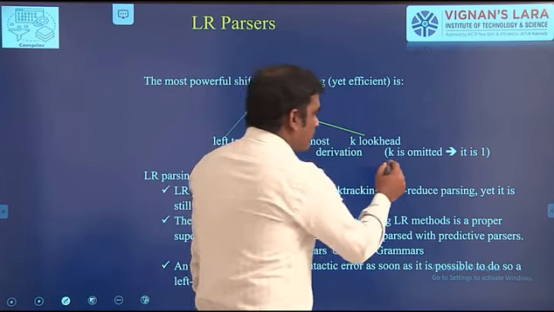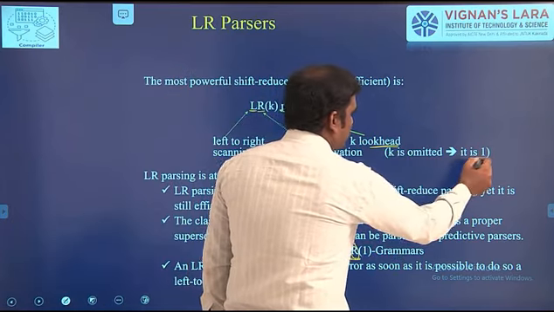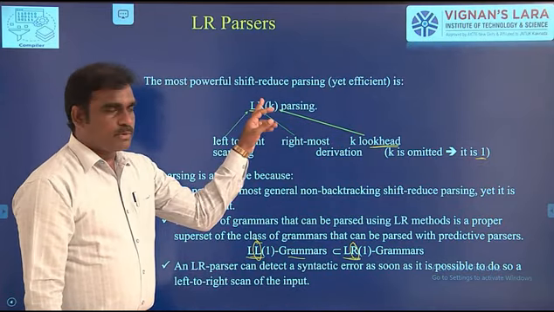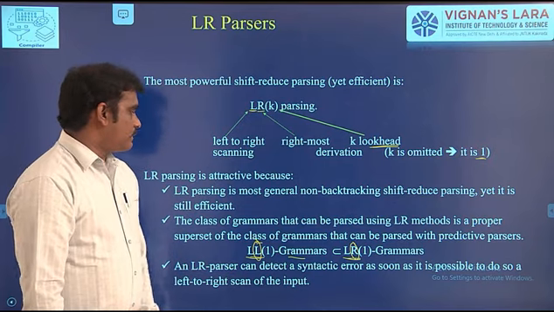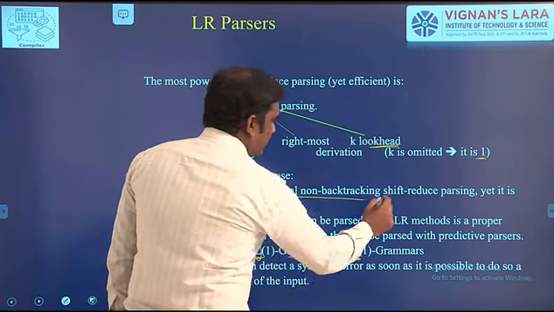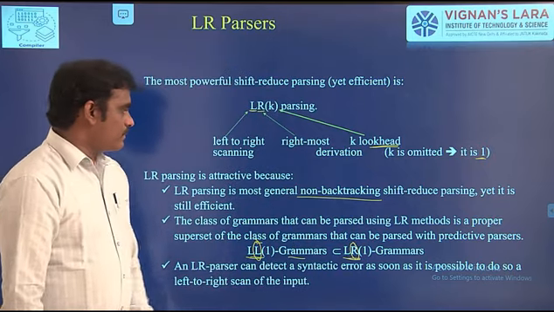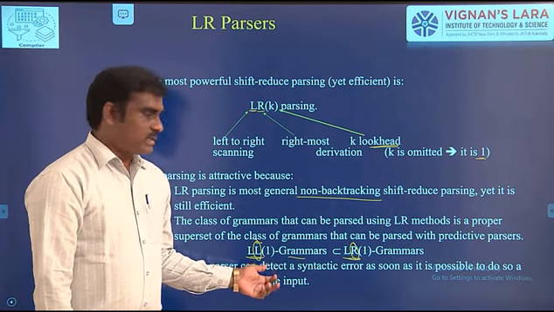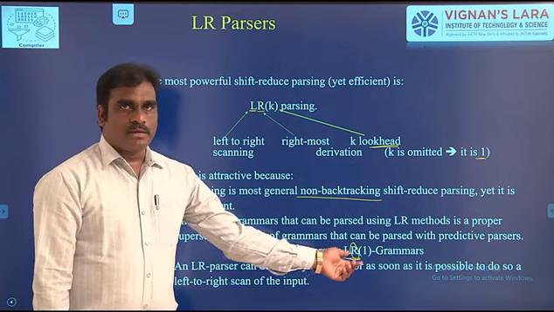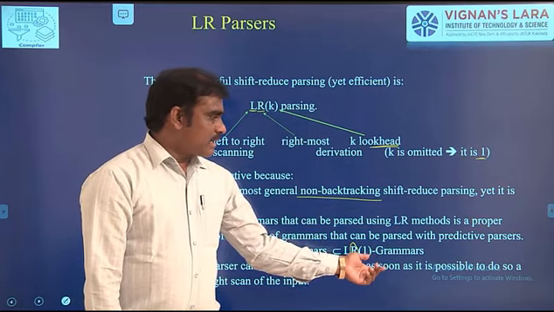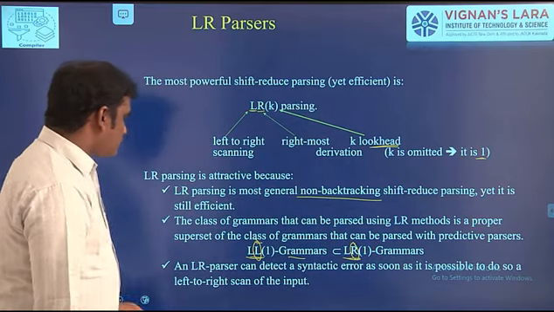Generally the length of the look ahead symbol is 1, and the value is also the same, 1. So this is about LR of K parsing, a non-backtracking shift reduce parser. And LL of one grammars are a subset of LR grammars. That means the top-down parser grammars are a subset of LR parsers.